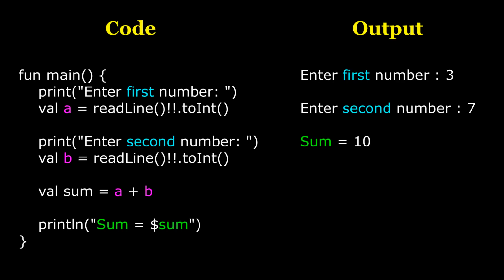In this Kotlin program, the user enters 2 numbers. The program stores them in variables a and b, converts them to integers, and adds them together. Finally, it prints the result as the sum. For example, 3 plus 7 gives 10.